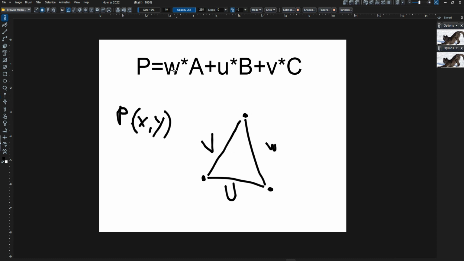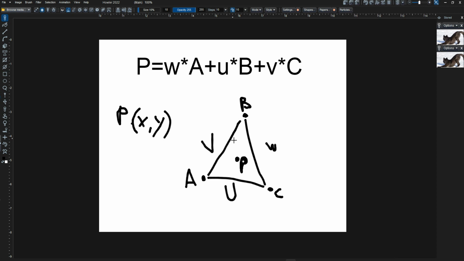So A, B, and C are the vertices that form the points of the triangle itself. So it would be A, that would be B, and that would be C. So what we're trying to find is this point here, somewhere in the middle. That would be our P. Sorry, it's trying to make a P there.